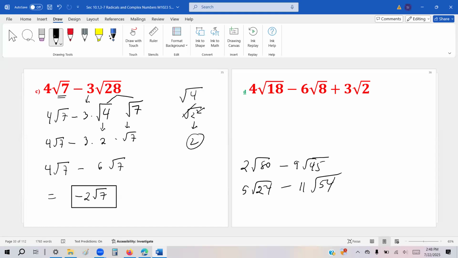8 times 6 is 48. Yeah, it's wrong. 9 times 5, that's where. Can you divide 8 by 2? So that's it. Divide all of them by 2.